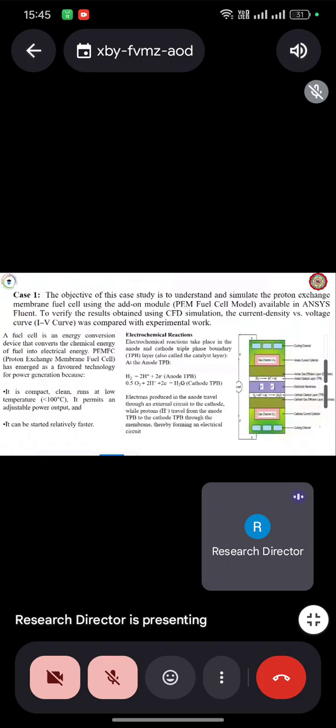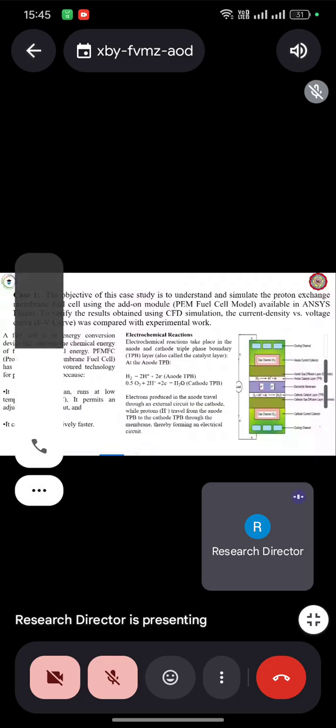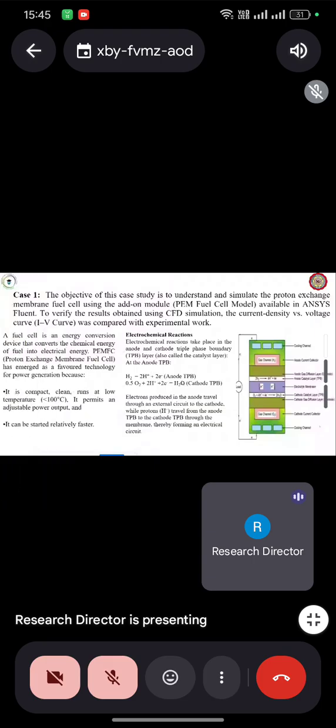Okay, so now I am taking two case studies for this. Case study one: the objective is to understand and simulate the proton exchange membrane fuel cell using the add-on PEM fuel cell module available in ANSYS Fluent, to verify the results obtained using the CFD simulation. Basically the current density versus voltage curve, the IV curve, was compared with the experimental work.